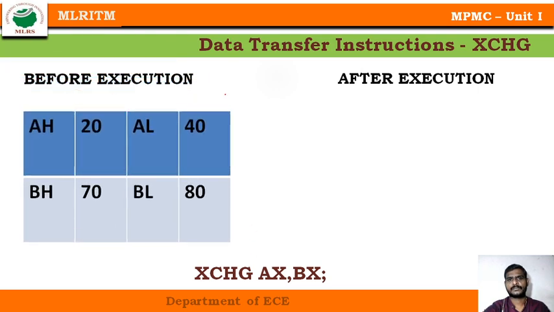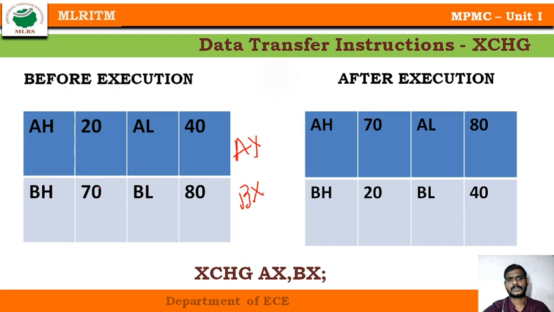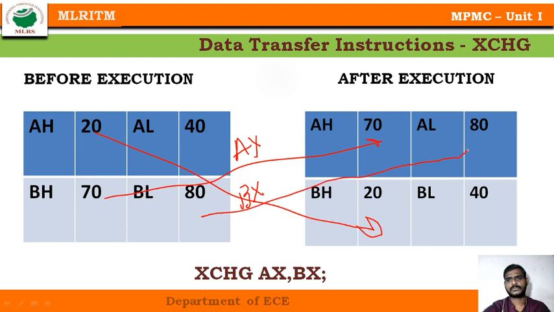Here, if you see, I want to exchange AX data with BX. AX has 20 and 40, and BX has 80 and 20 respectively, shown as 8-bit registers. After executing, what is happening? The content 80 is moved into AH, 20 is moved to BH, 80 is moved to AL, and 40 is moved to BL. So the swapping is done. Whenever you want to swap information, these kinds of instructions can be used.